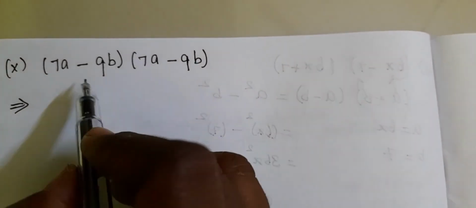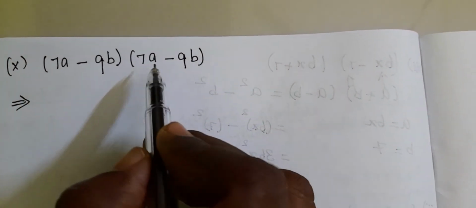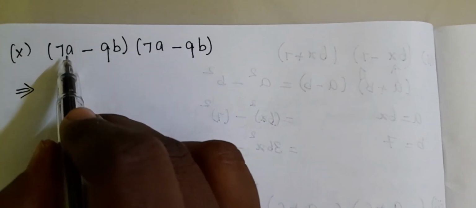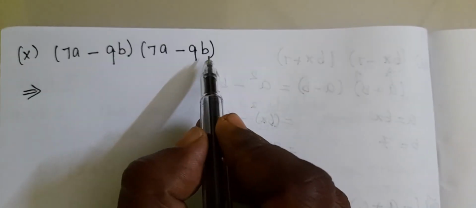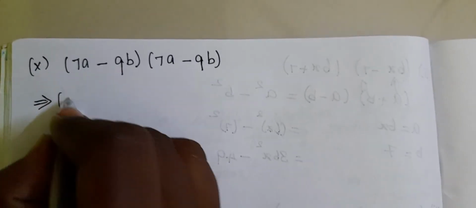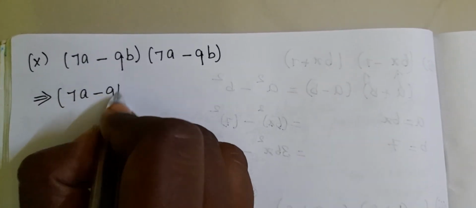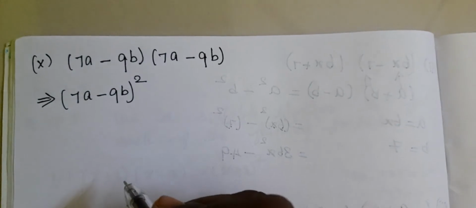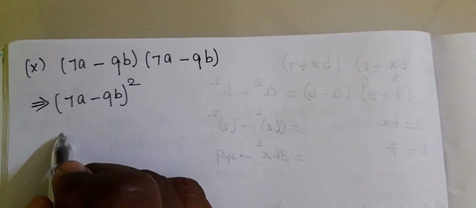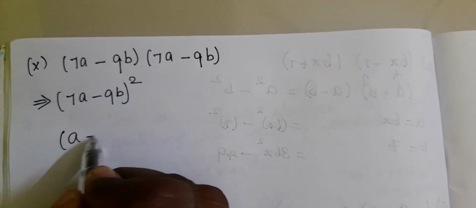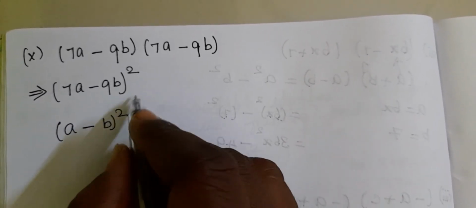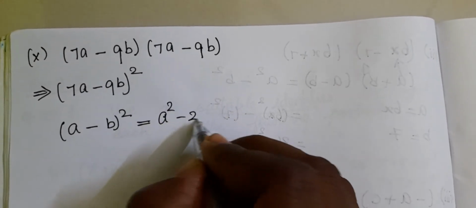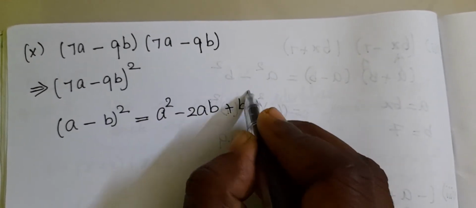Let us see the last question. Kindly observe the question to select the suitable identity. 7a minus 9b, same term is repeated 2 times. So we can write it as 7a minus 9b whole power 2. For this we can use the a minus b whole square identity. A minus b whole square is equal to a square minus 2ab plus b square.